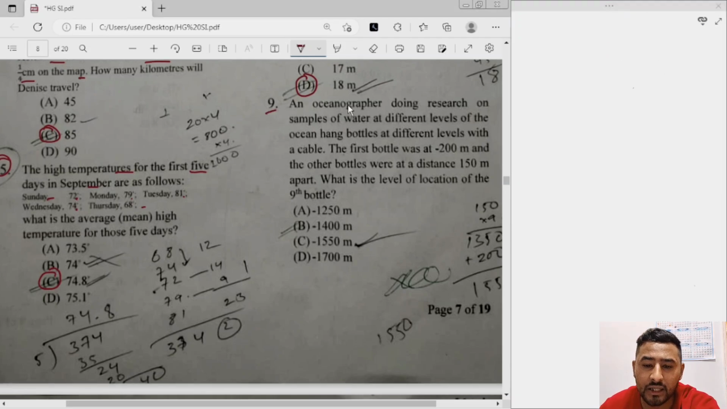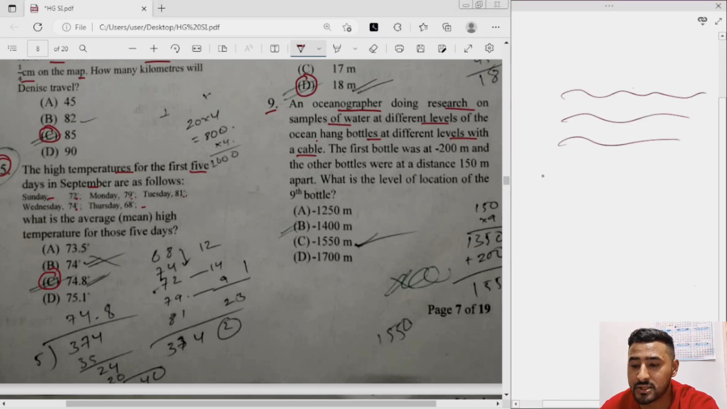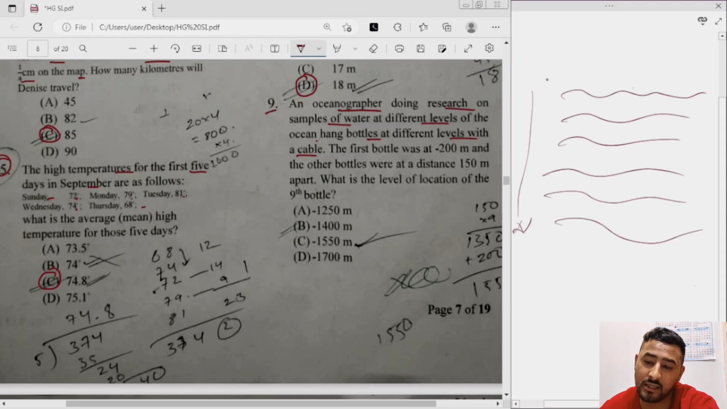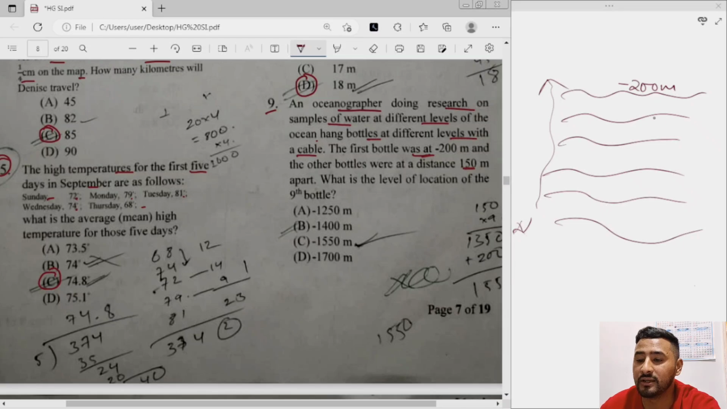So let's see the next question, number 9. An oceanographer doing research on samples of water at different levels of the ocean hangs bottles at different levels with a cable. Imagine this is the ocean, the level of the ocean, going up from the bottom of the sea. The first bottle was at minus 200 meters, imagine this is minus 200 meters, and the other bottles were at a distance of 150 meters apart. What is the level of location of the 9th bottle?